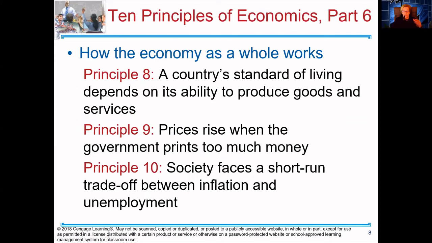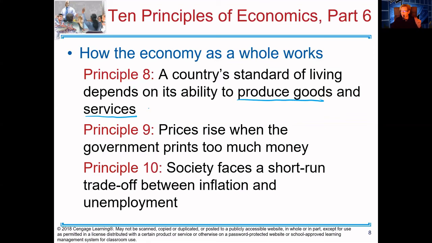You're going to spend most of your time on principles 8 through 10, and this is the first one. The 8th principle talks about the standard of living. And it depends on our ability to produce goods and services. So because we need to produce things and we're able to produce things, that means that we need households to produce them. Think about where you get your money. You get your money from selling your labor, or you get your money from some other source.